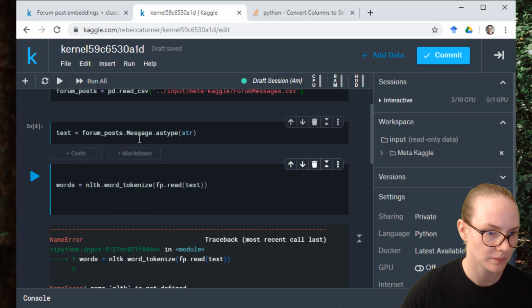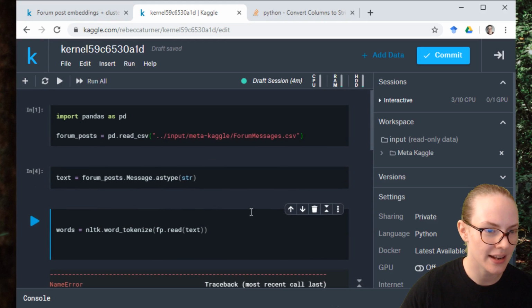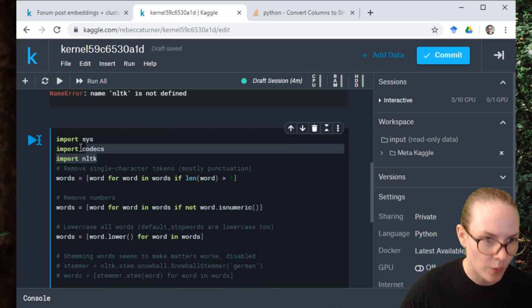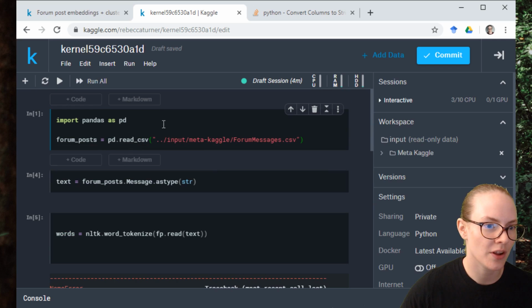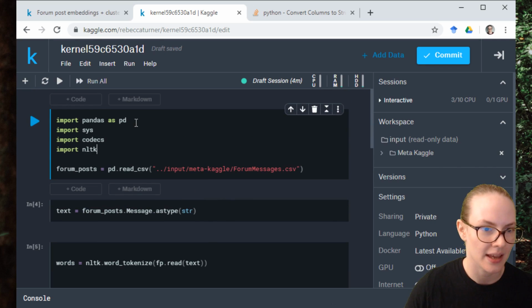Did not work. All right, NLTK is not defined. That would do it, yep. All right, let's move all our imports to the top. And then I think it's Alt-Shift-Dash to switch. Nope. Control-Shift-Dash. There we go.